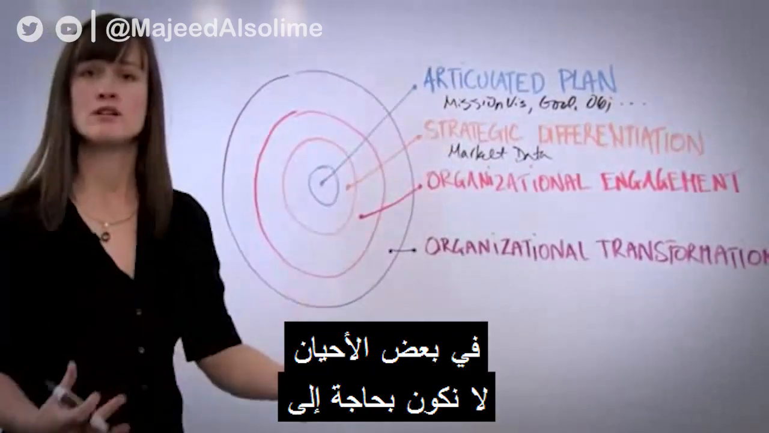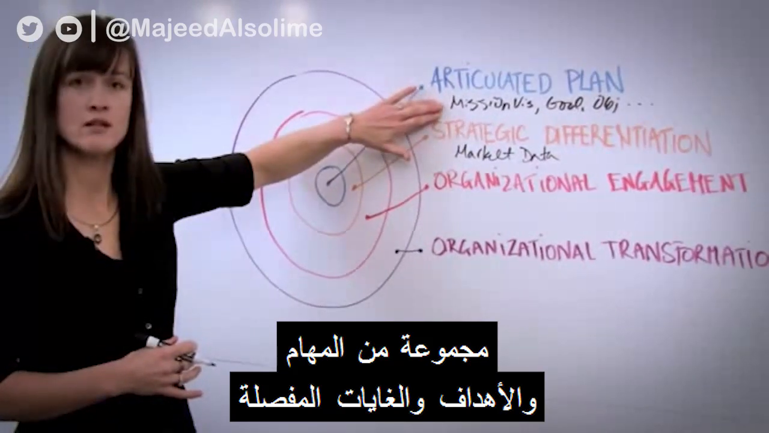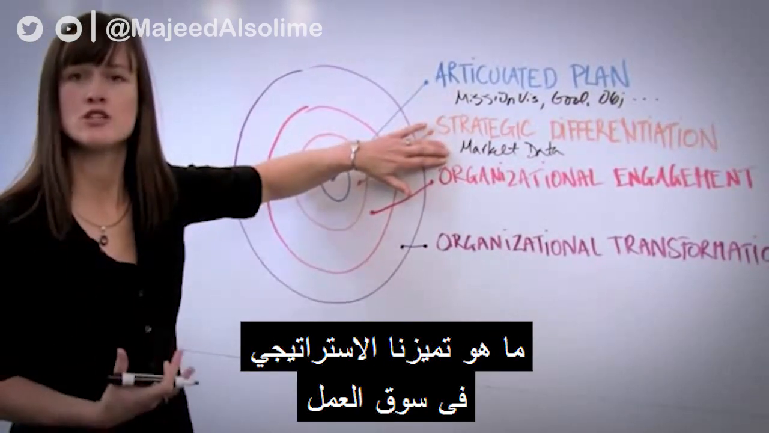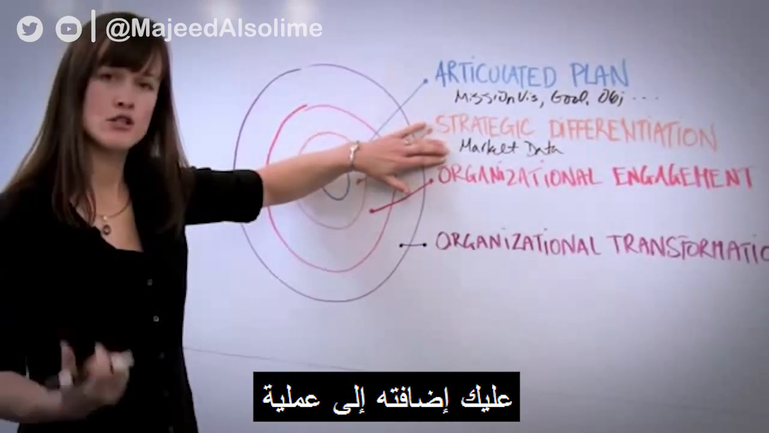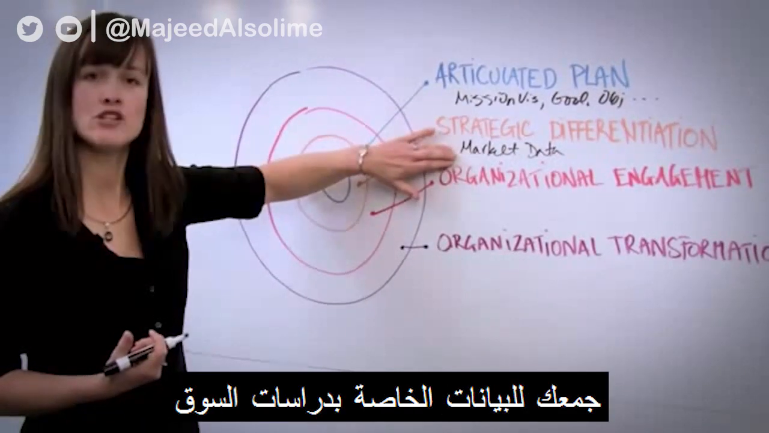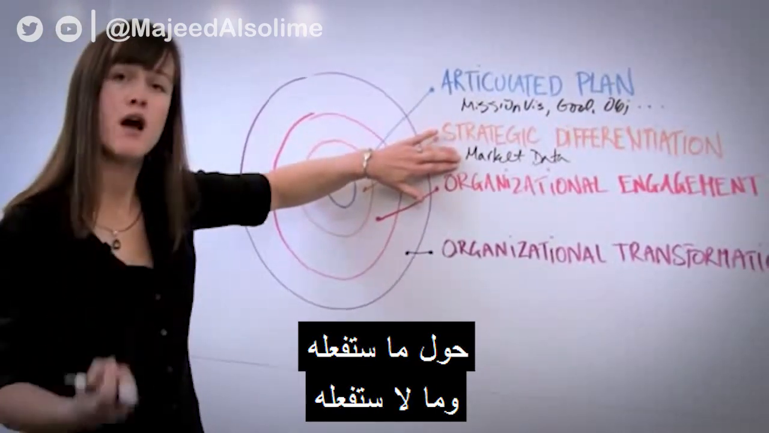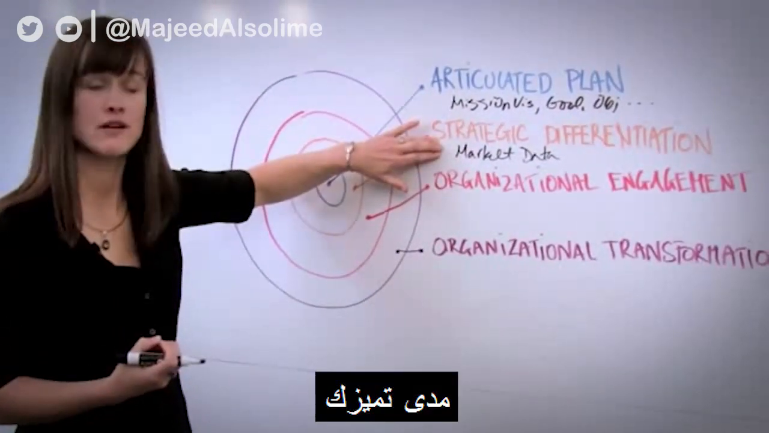Now, sometimes we don't need a strategic plan. Sometimes we just need an articulated set of mission, vision, goals, objectives. But sometimes we really need to figure out what our strategic differentiation is in the marketplace. And in which case, to do so, you need to add into your process that market data collection, and use it to make strategic decisions about what you're doing and not doing, so your plan actually articulates how you're different.